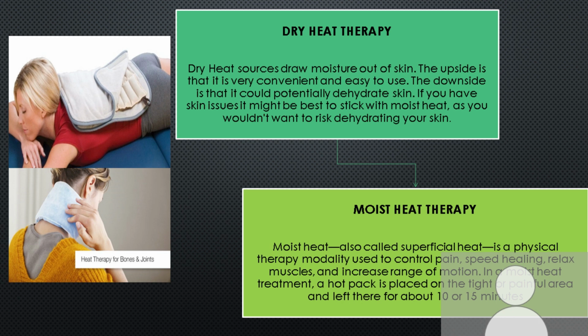Then coming towards moist heat therapy. Moist heat is also called superficial heat, and it's a physical therapy modality used to control pain. It helps to speed healing, relax the muscles and increase the range of motion. In this moist heat treatment, a hot pack is placed on the tight muscles area and it's left for about 10 to 15 minutes. So this was moist heat therapy and dry heat therapy. Moist heat therapy has many advantages compared to dry heat therapy, so it's best for use.